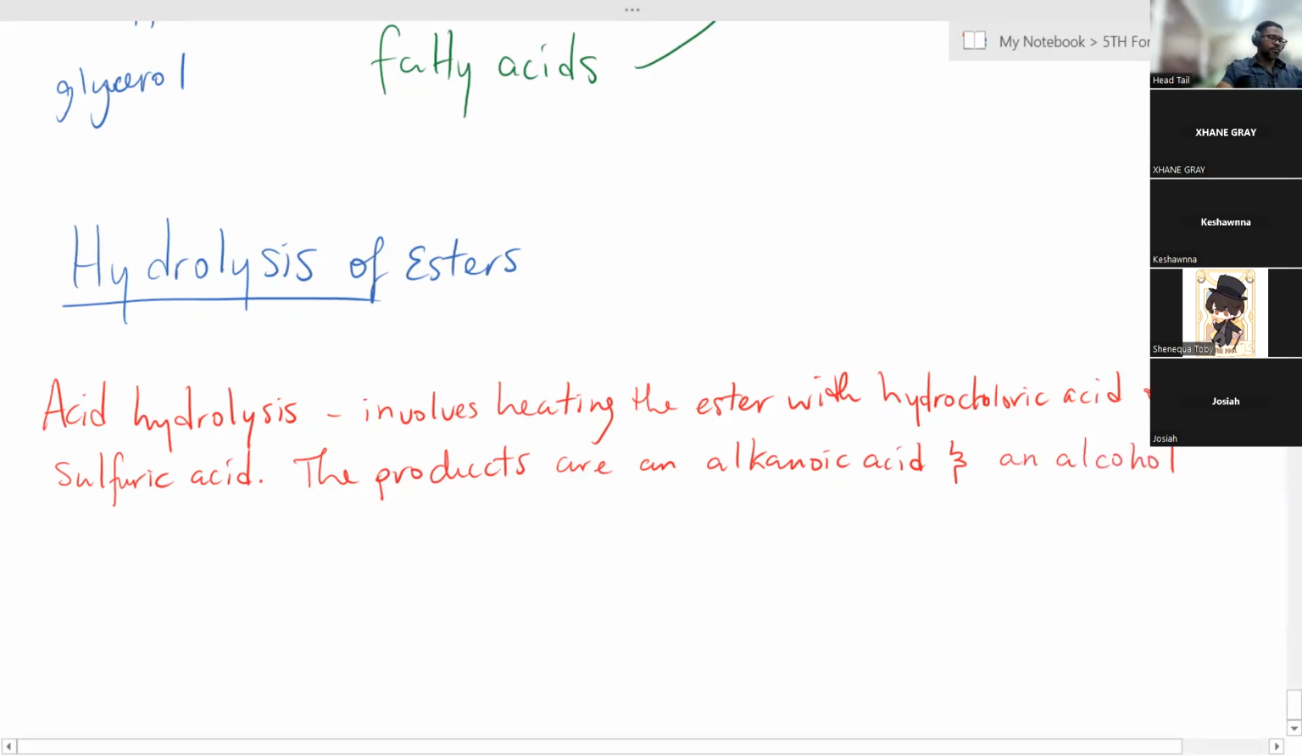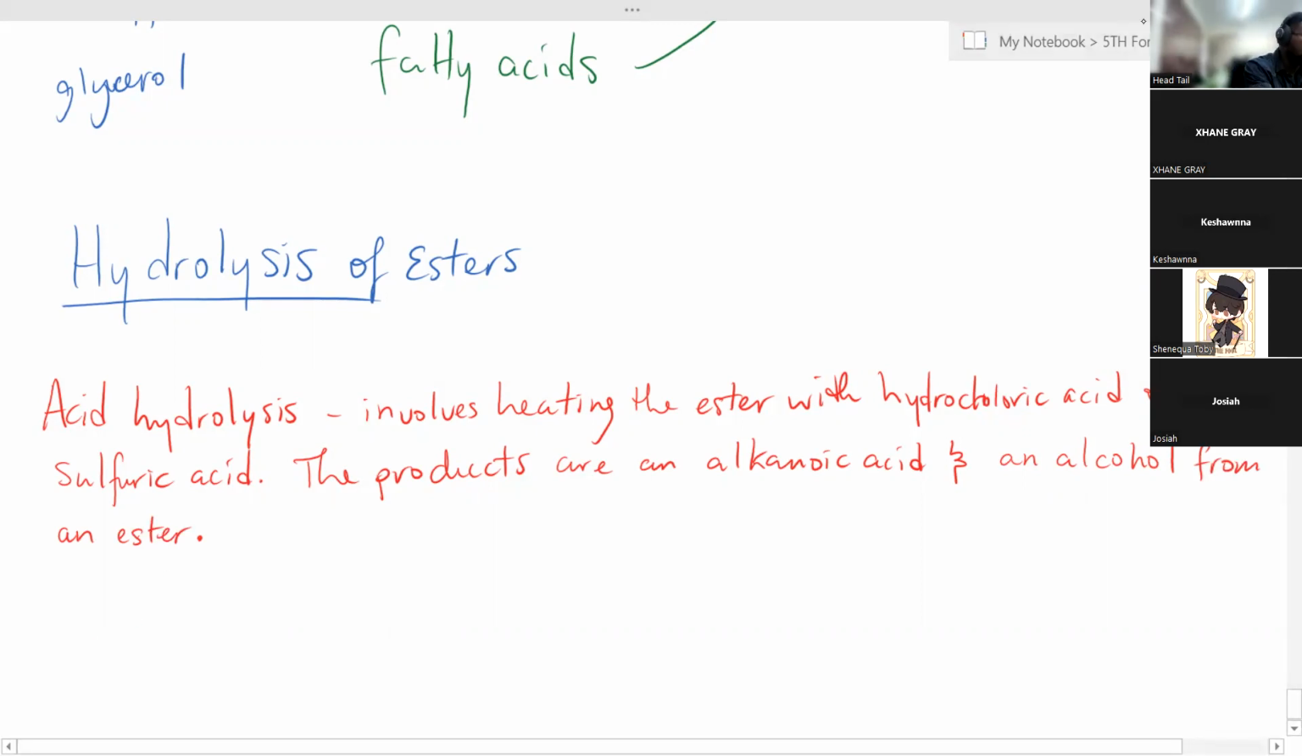Right? Those are the products that we have from an ester. And this is, let me put, from an ester, because we could use hydrolysis to separate other things from an ester. So let's take an example. So we're going to give the example.